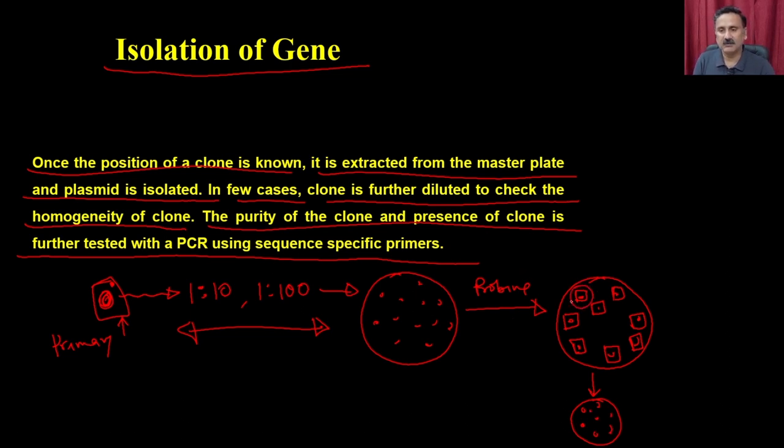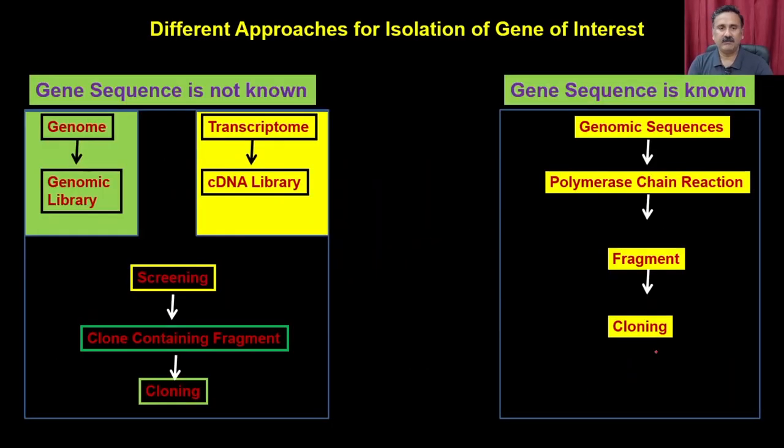Once you have got this, you can isolate the plasmid, and that plasmid is going to contain the gene of your interest. Then you can use PCR to get the amplified gene, and that amplified gene you can put into the expression vector, and that's how you can use that for protein production. So this is what we have discussed.